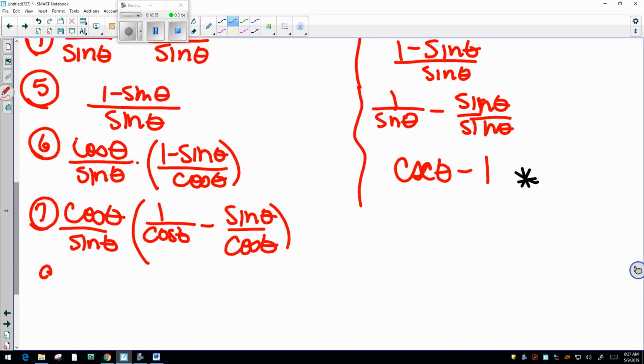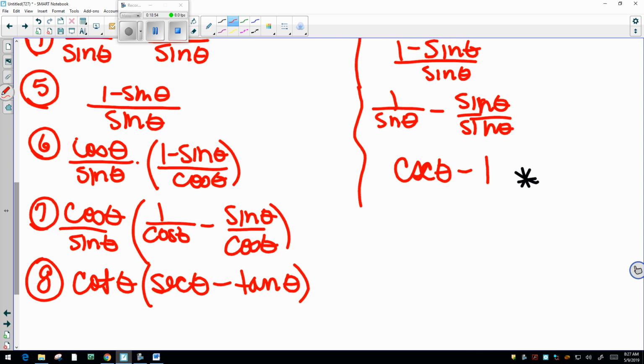And then let's turn it back to what we have. So we have cosine over sine gives us cotangent. 1 over cosine gives us secant. Sine over cosine gives us tangent. And we have now proof. And we are now at the end.